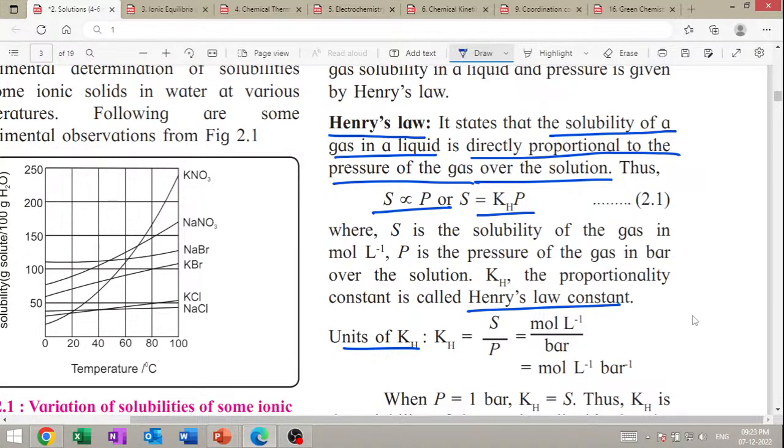If asked the question as Henry's law constant unit, then only write the unit, mole per liter per bar. Okay, this is the question.